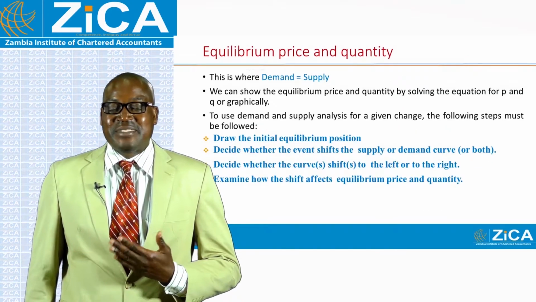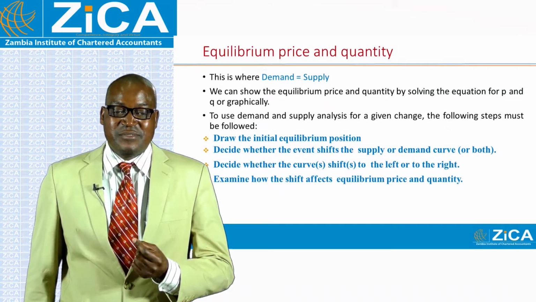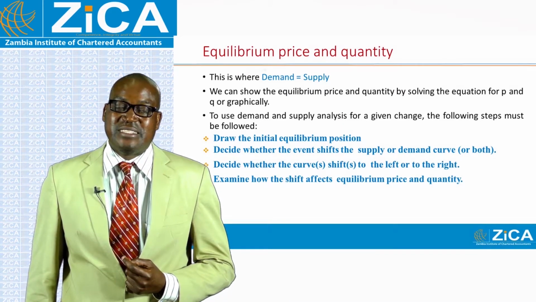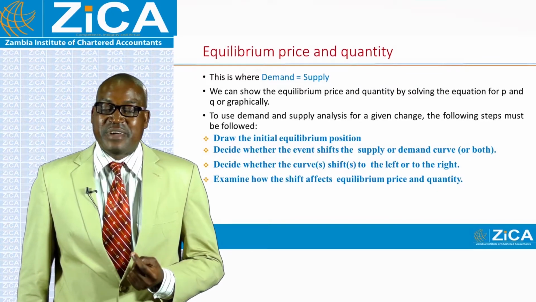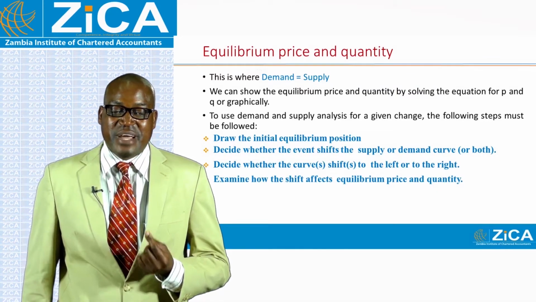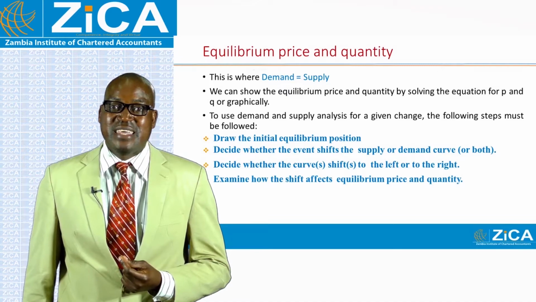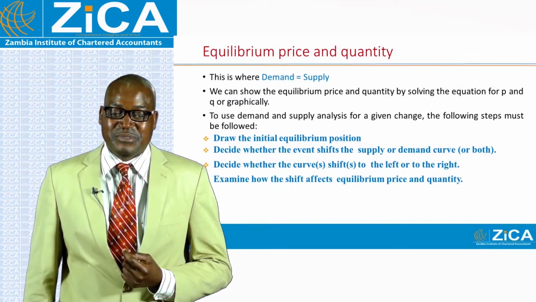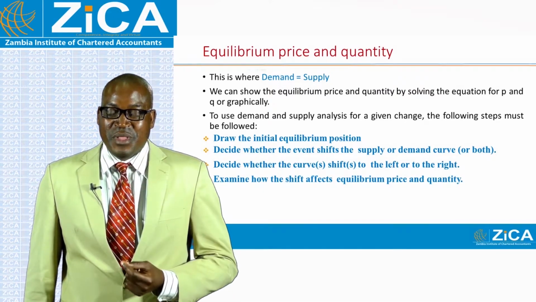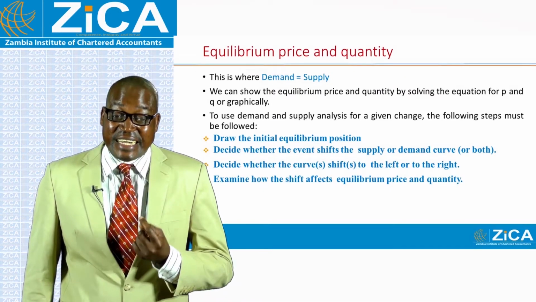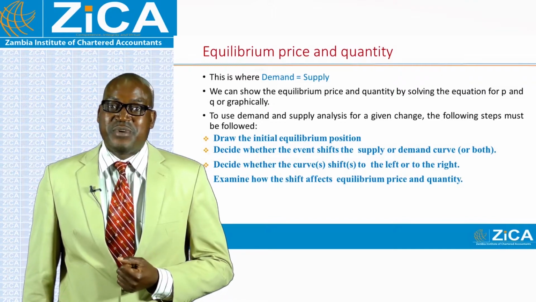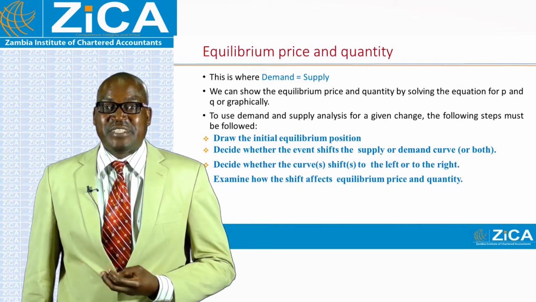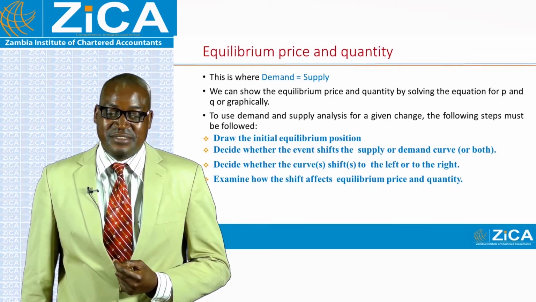Okay, now having looked at demand and supply, we now come to equilibrium price and quantity. By equilibrium price, we are saying this is the price where demand is equal to supply. Equilibrium quantity is the quantity where demand is equal to supply. Now, when we want to illustrate graphically the point where we have the equilibrium price and equilibrium quantity, there are a few steps that we need to take into account.